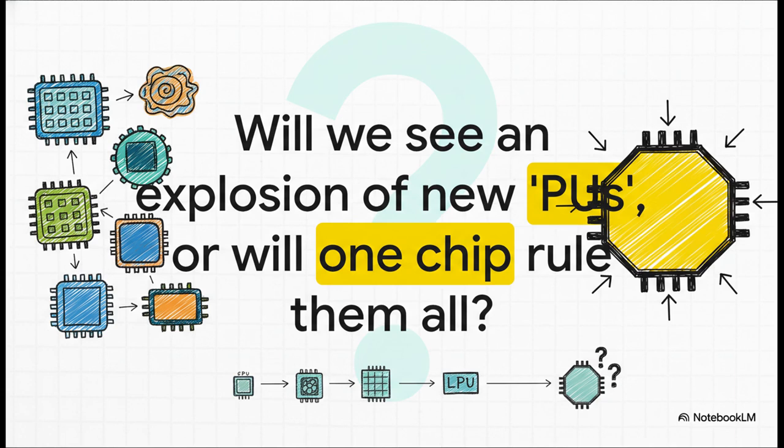And that kind of leaves us with this big, fascinating question for the future, doesn't it? We've gone from the general CPU to the GPU, and now to even more specialized things like TPUs and LPUs. So as AI keeps evolving, are we heading towards a future with a unique processor for every single task? Or will one single powerful architecture eventually emerge to rule them all? It's a space we'll be watching very, very closely.